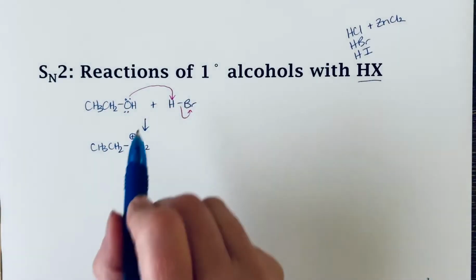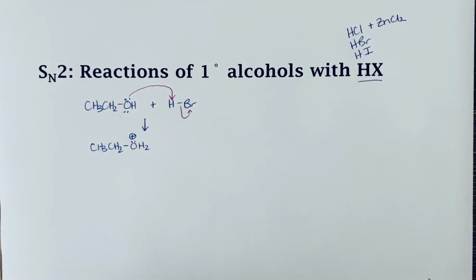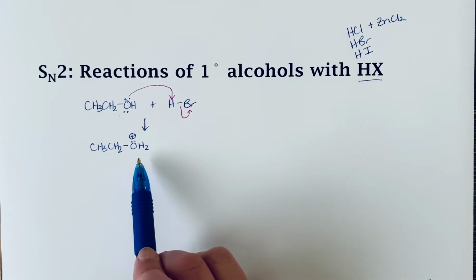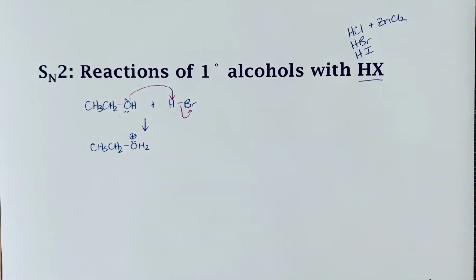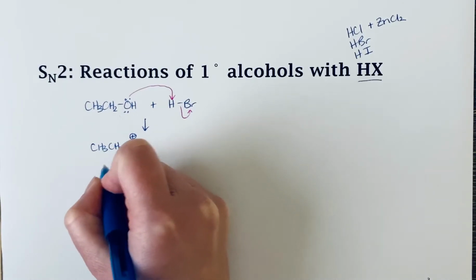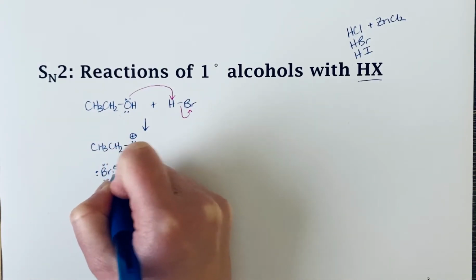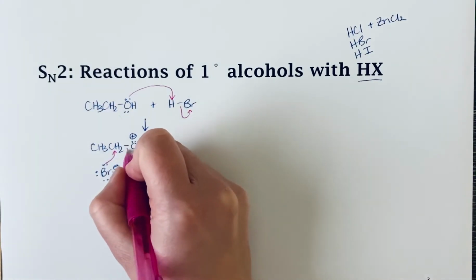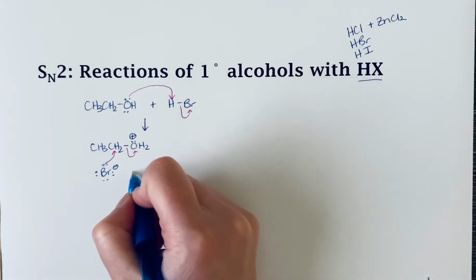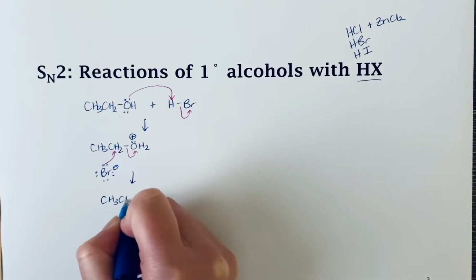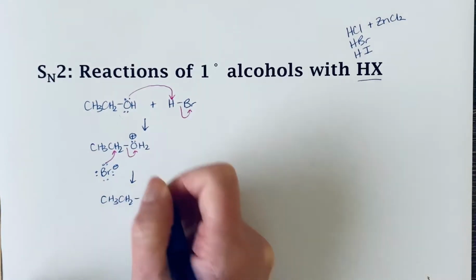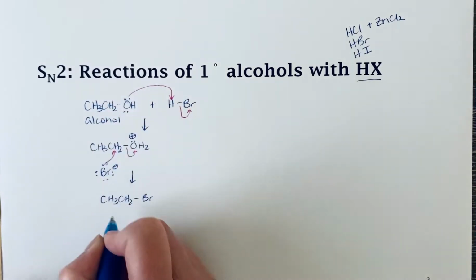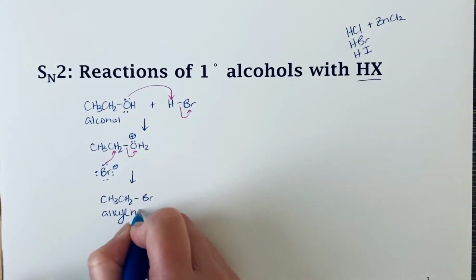What we've done is taken a really poor leaving group, because the alcohol OH, if it were to leave, would leave as hydroxide, which is too strong of a base, and converted it into a good leaving group. And now the halide can attack that. Here is our halogen, a good nucleophile, and it'll attack the carbon atom that the leaving group is attached to and break that bond. In doing this, we have converted an alcohol into an alkyl halide, in this case, an alkyl bromide.